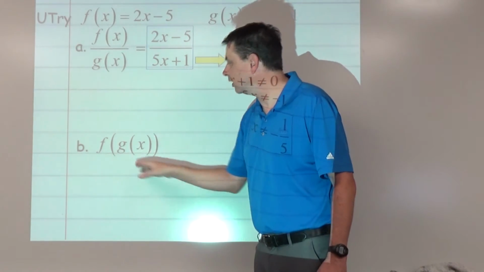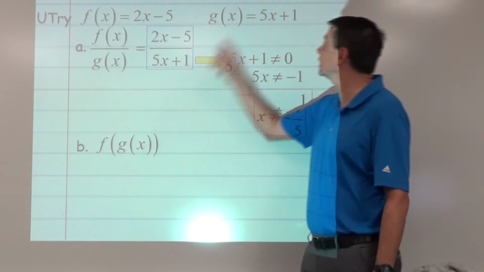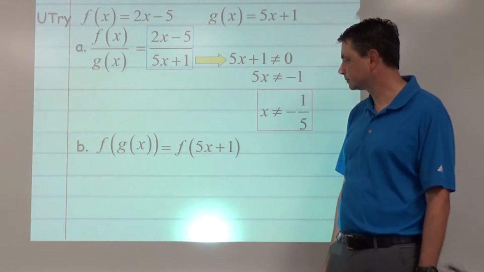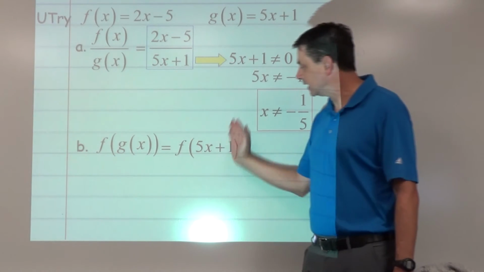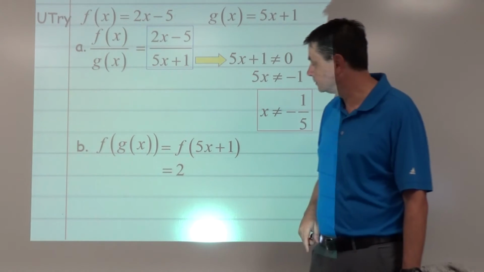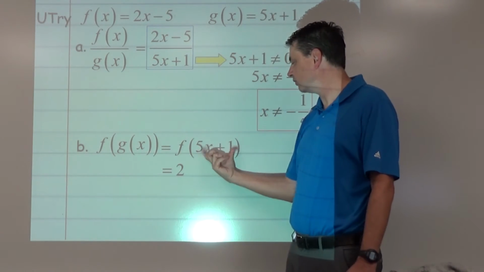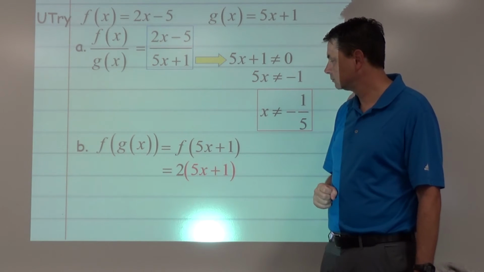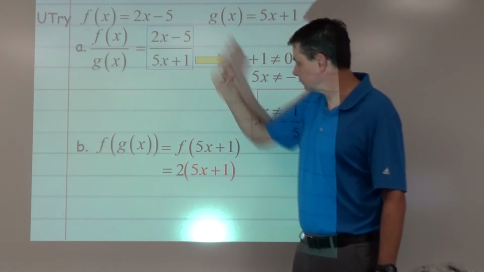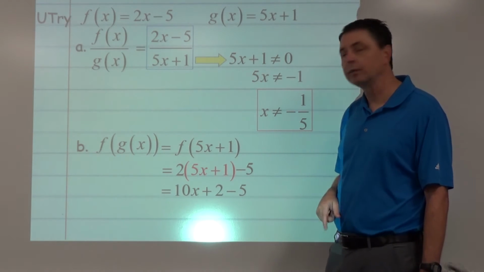Part B, f of g of x. Start on the inner function. Replace g of x with 5x plus 1. That substitutes into the f function, which is here. Starts with a 2. Then there's the x. Throw away x. Replace it with 5x plus 1. Minus 5. Distribute. Combine like terms.